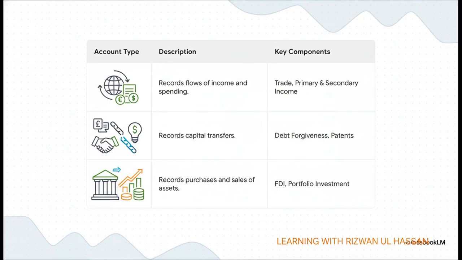The whole thing is broken down into three main sections. First, you've got the current account, which is all about the day-to-day flow of trade and income. Then there's the capital account. It's usually much smaller and deals with some pretty specific stuff like debt forgiveness. And finally, the big one, the financial account. This tracks all the buying and selling of assets. Think stocks, bonds, and crucially, foreign direct investment.